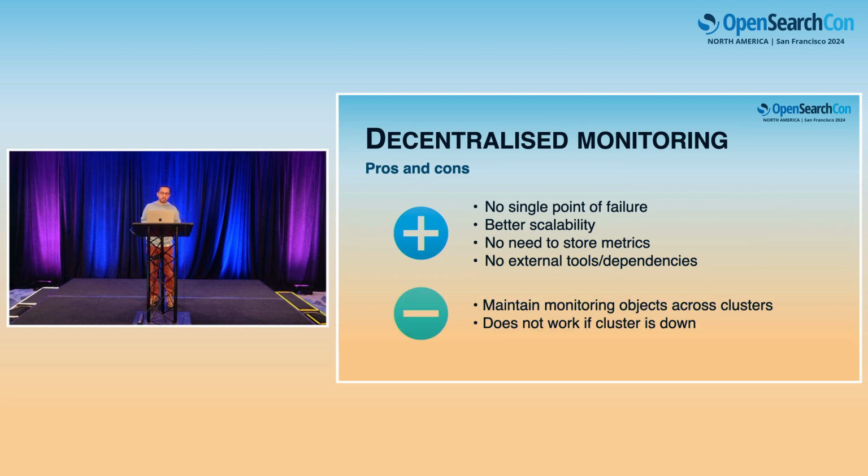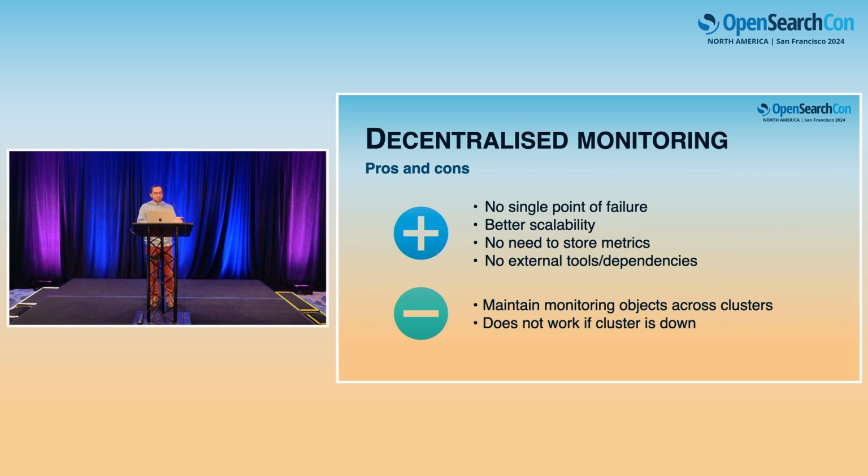On the negative side, we have to maintain these monitoring objects all across our clusters. For example, if we have a typo in one alerting text, we have to go and fix it, update it on all the monitoring objects. But that's fairly easy with scripting, as we'll see. And then if one cluster is going down, all these alerts are not working. But if that cluster goes down, you have bigger problems than these alerts.